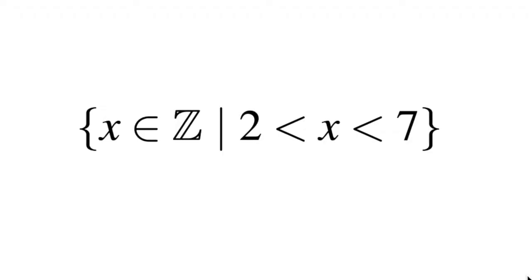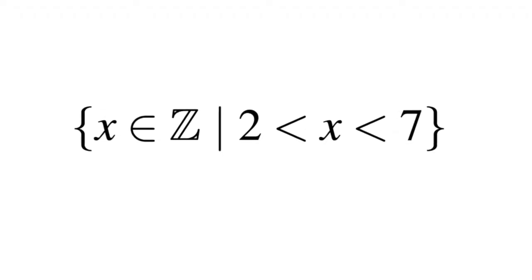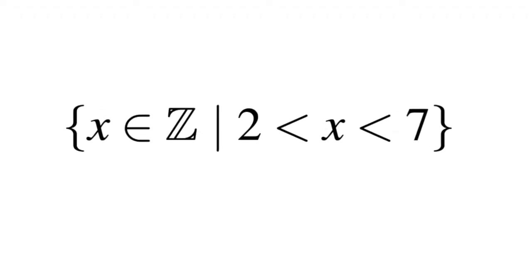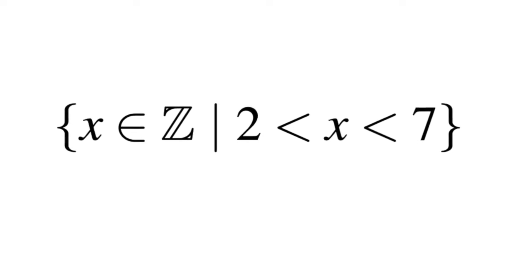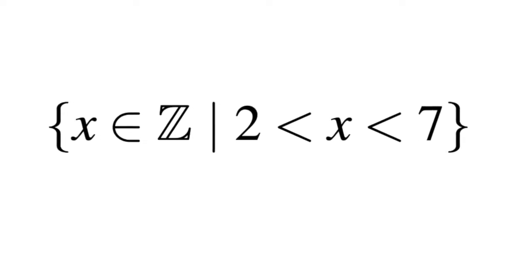So for example, if we want to define the set of integers between 2 and 7, let's say, we would write it like this. So it would be the set of x from the set Z such that x is between 2 and 7. So let's look at a few example questions.